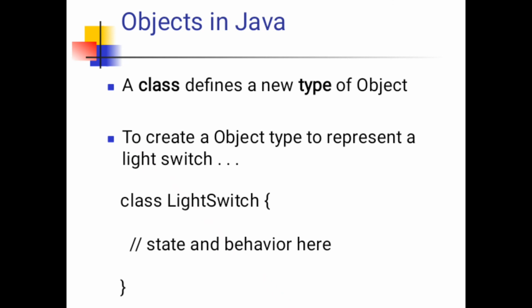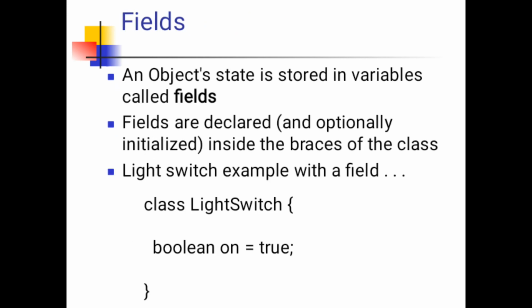A class defines a new type of object. In order to create an object type to represent a light switch, it must follow this format: the keyword class, then LightSwitch, and you state the behavior and the state inside the braces. These are the braces, the opening and then the closing. Let's go to the next.